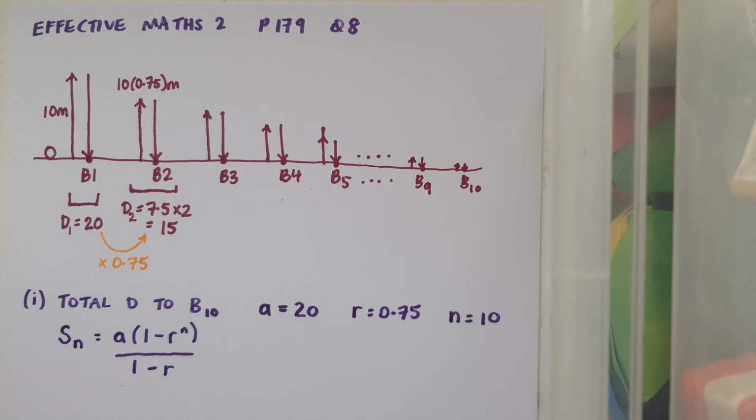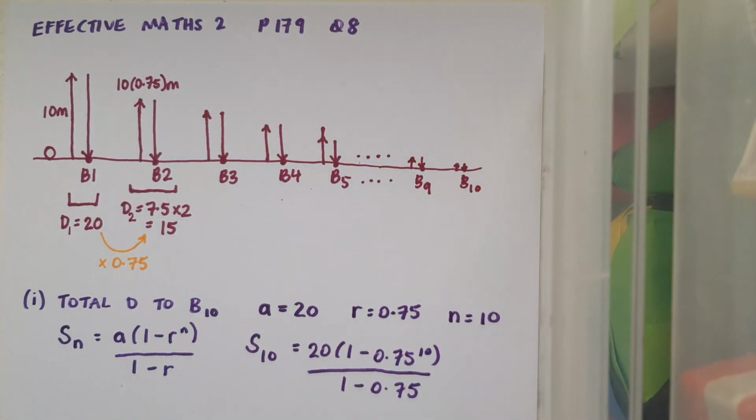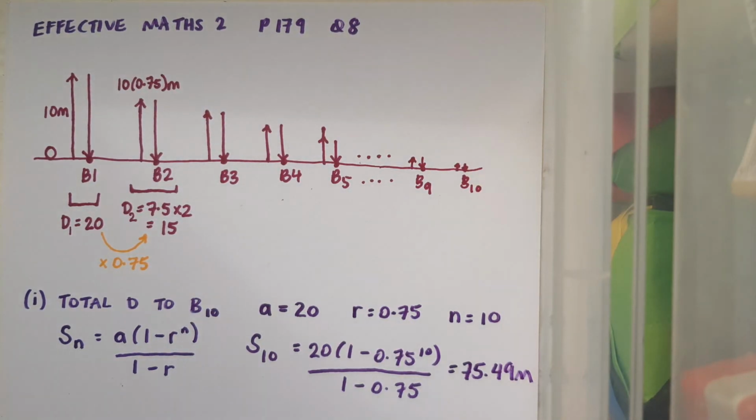I'm going to use the formula S_n equals A(1 minus R^n) over (1 minus R). And so to find S_10, I'll fill my values in and I'll get 75.49 meters.